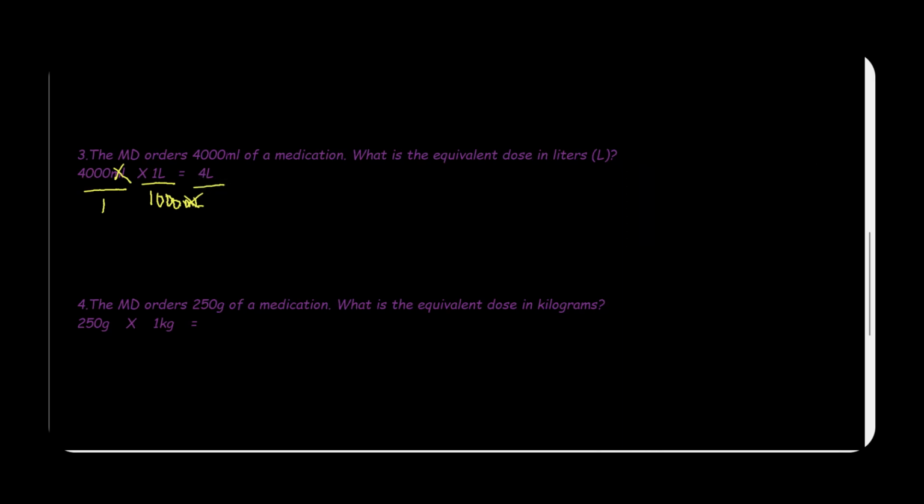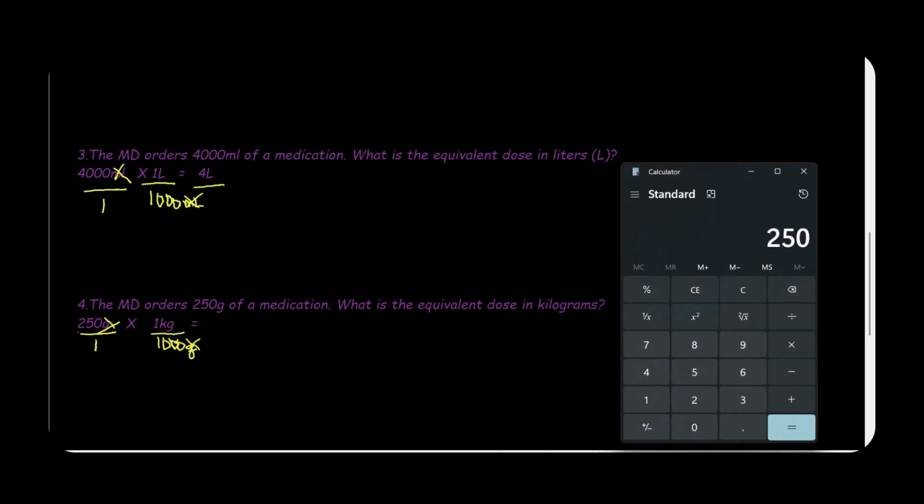Problem number 4. The MD ordered 250 grams of a medication. What is the equivalent dose in kilograms? Set up the equation, 250 grams over the placeholder 1. I'm placing the conversion factor. We know that 1,000 grams is equal to 1 kilogram. Our grams cancel diagonally. We then multiply 250 times 1 is 250, divided by 1,000. 0.25 kilograms is your answer.